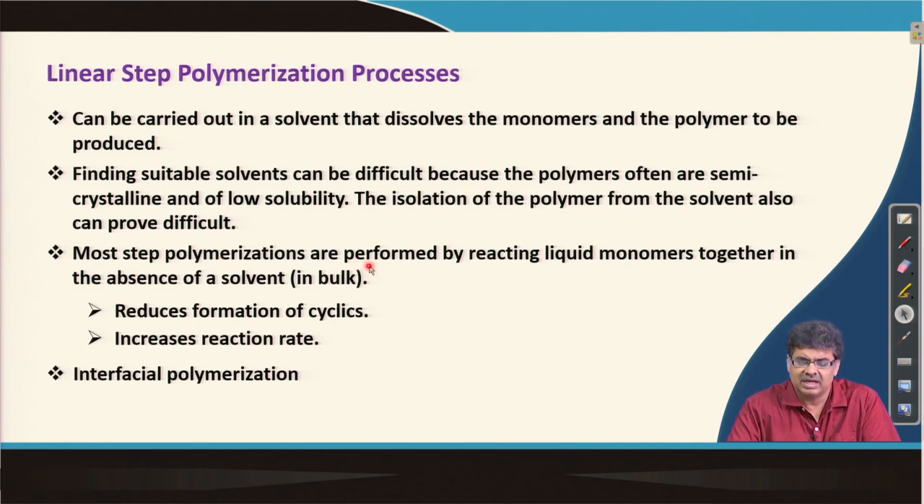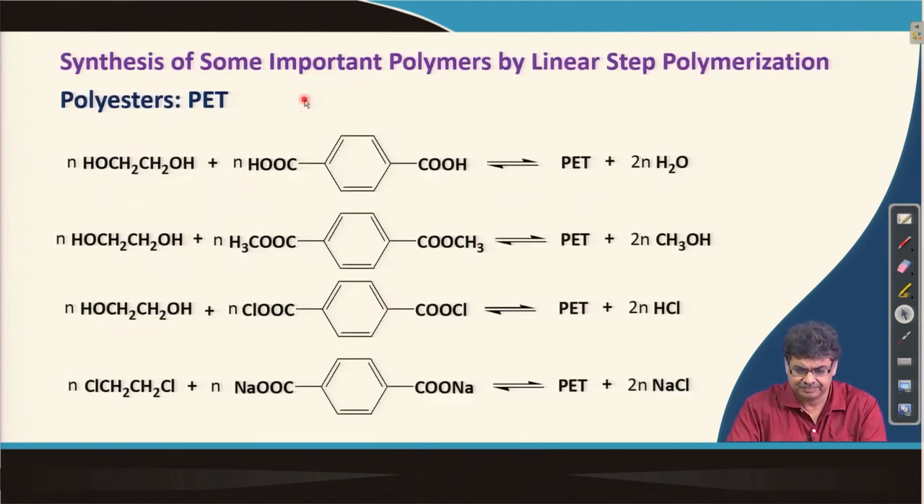So most polymerizations are carried out by reacting the liquid monomers together in the absence of a solvent, like in melt polymerization or in bulk. That has two advantages: it reduces the formation of cyclics and it also increases the reaction rate. Sometimes interfacial polymerization is also employed in step polymerization to synthesize high molecular weight polymers.